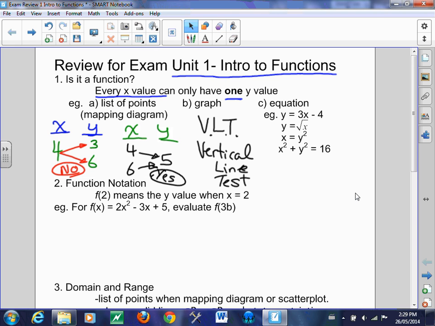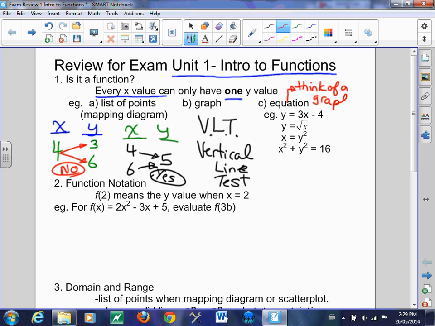All right, and then the equation, that's the hardest part. So just remember when you have an equation, I want you to think of what the graph looks like. So think of a graph. Okay, so now you've been exposed to a whole bunch of different types of functions throughout the year. Let's take a look here. So the first equation, y equals 3x minus 4. What type is that? That is linear.